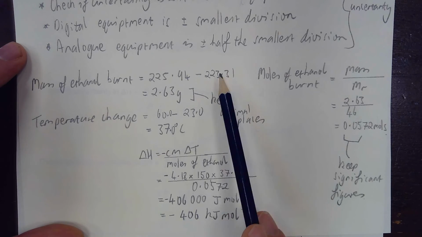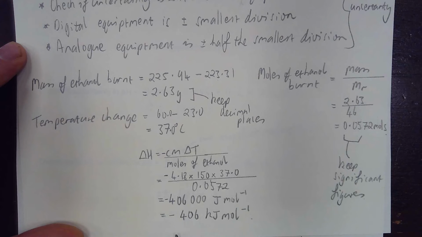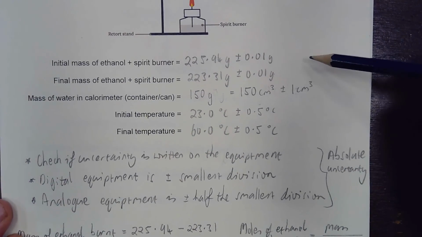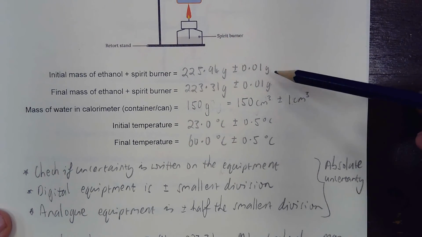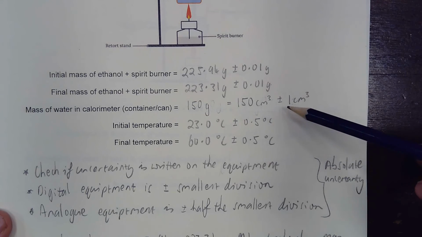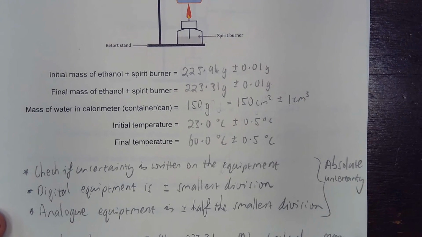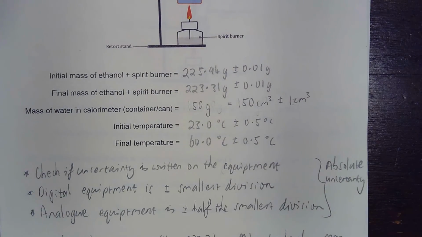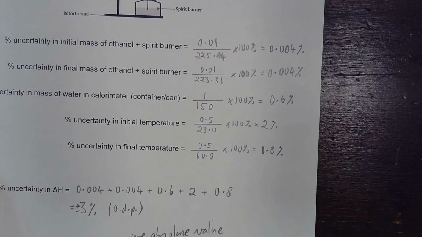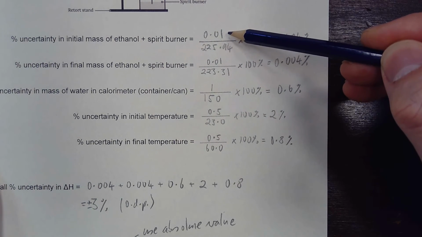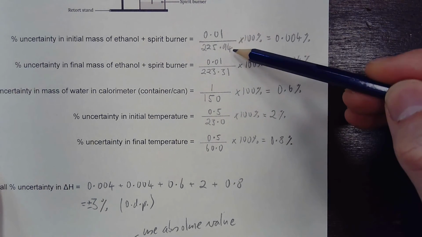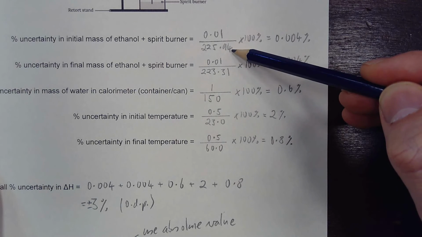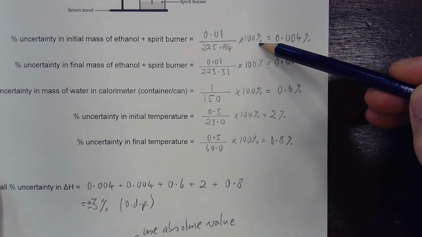So in order to create this final answer here, minus 406 kilojoules per mole, we have had to make 5 different measurements. And those are the 5 different measurements here, and each of those 5 has an absolute uncertainty value associated with it. In order to calculate the percentage uncertainty, we simply take the absolute uncertainty for each measurement and divide it by the measured value, multiplying by 100% to convert it into a percentage.